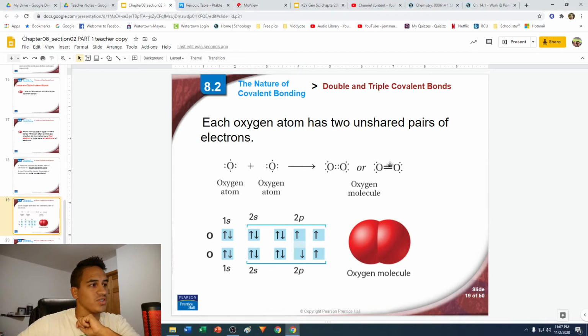So we've got 1, 2, 3, 4, okay, 4 electrons in the middle, and then 5, 6, 7, 8, counting the lone pairs. And that's just the oxygen on the left. The oxygen on the right, which looks exactly the same, will also have 8. The octet rule being satisfied, we now have a double covalent bond. Okay, super simple.